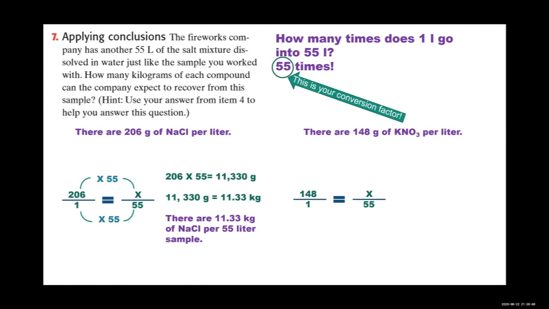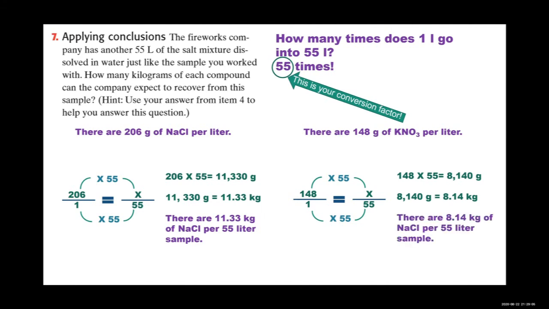We work the same problem over here. That's 148 grams to 1 liter. And that is going to give us how many grams in 55 liters? That's going to give us 8,140 grams, which means there are 8.14 kilograms of potassium nitrate per 55 liter sample.